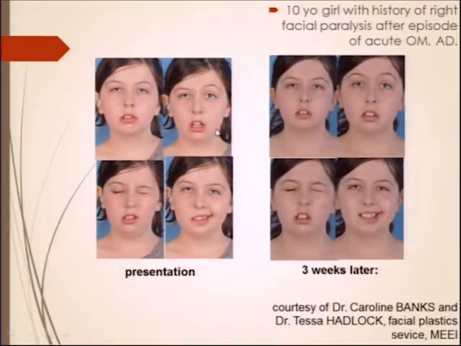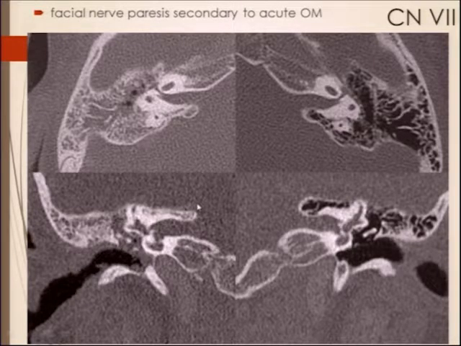This girl, just to show you other infectious causes of facial nerve palsies, has had an acute onset of a right facial paralysis after an episode of acute otitis media. Here she's unable to raise her right brow. You can kind of get the recurring theme here. She has a decreased smile on the right side, incomplete closure of the lid, and the CT really showed this nondescript opacification of the middle ear cavity.